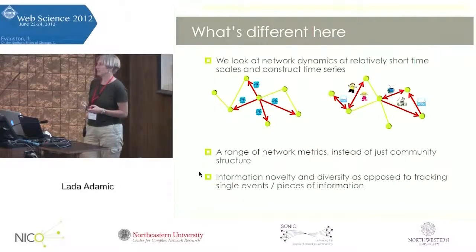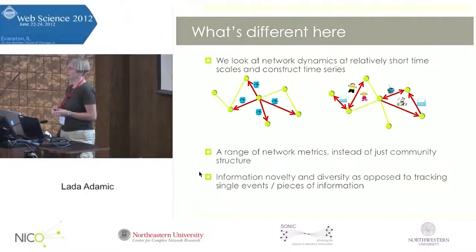So what's different here? Well, instead of just looking at community structure, we're going to look at lots of different network variables, and we're going to construct time series of them. And instead of just looking for single events, detecting them in the network, we're going to continuously try and infer what is the novelty and diversity of the information being shared.